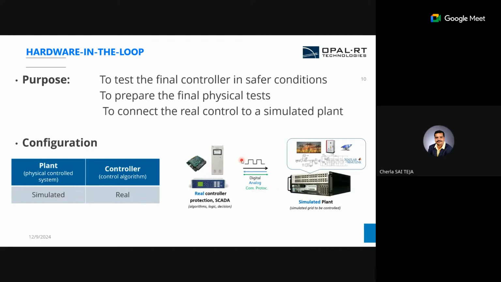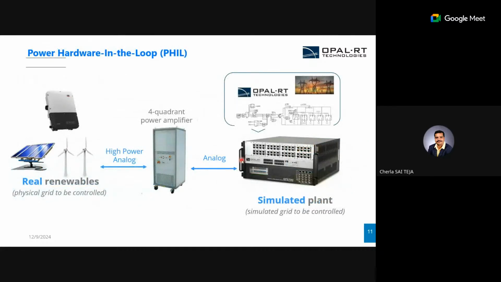Now, coming to power hardware in loop testing. Before going to the physical testing, this is an advanced level of hardware in loop testing where, along with a real controller, we include some part of the real plant as well in the simulated environment.